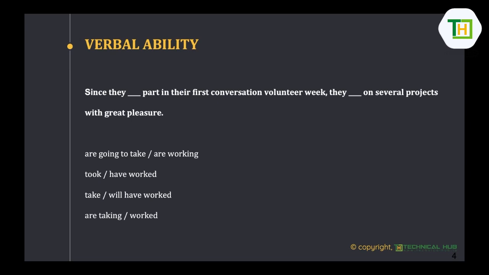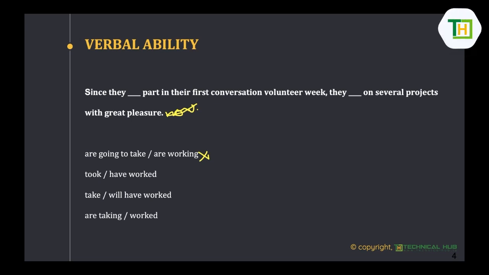They dash on several projects with great pleasure. Now, since they are going to take part in their first conversation volunteer week, they are working on several projects with great pleasure. Wrong. If it is the case, you have to use now here. But this is not there. So option 1 is wrong. Next thing. Since they took part in their first conversation volunteer week, they have worked on several projects with great pleasure.